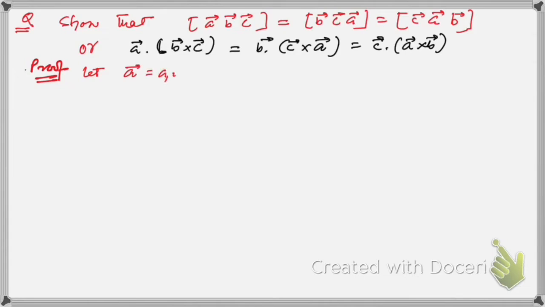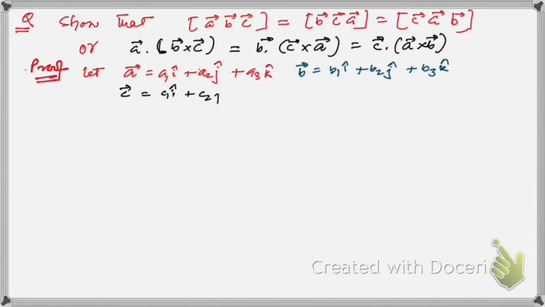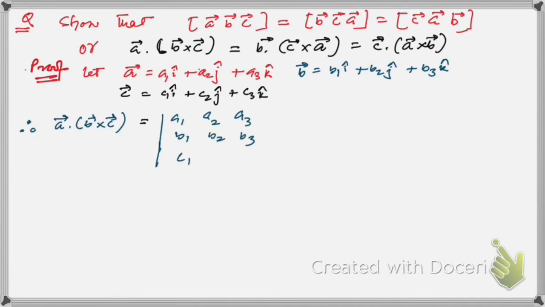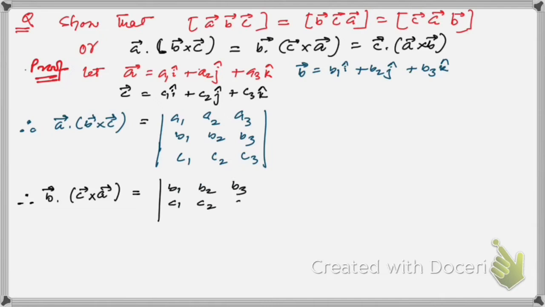Let us write the a vector as a1 i cap, a2 j cap, a3 k cap. The b vector is b1 i cap, b2 j cap, b3 k cap, and the c vector is c1 i cap, c2 j cap, c3 k cap. We know that a dot b cross c is given by this determinant: a1, a2, a3, then b1, b2, b3, then c1, c2, c3. If you find b dot c cross a, its result will be given by the determinant b1, b2, b3, then c1, c2, c3, and a1, a2, a3. So then what can we do?